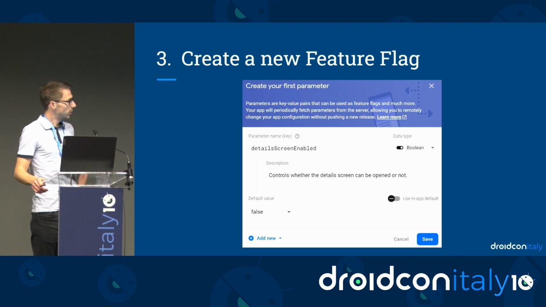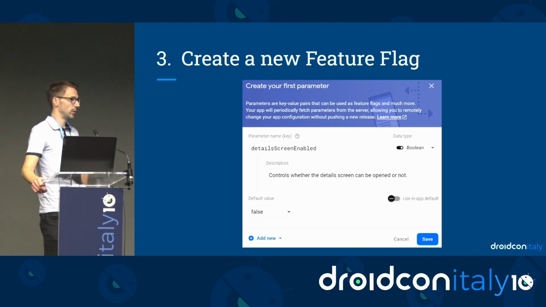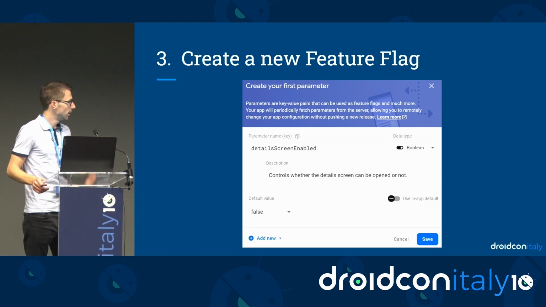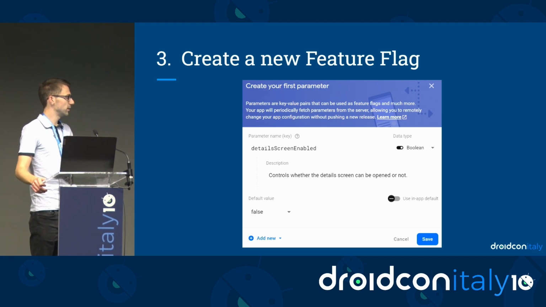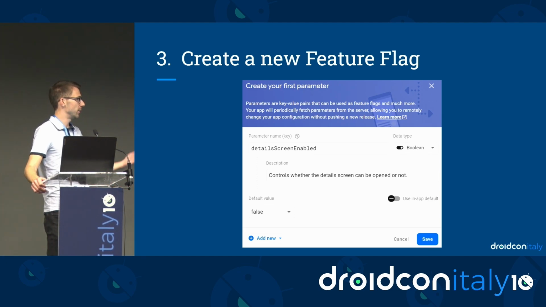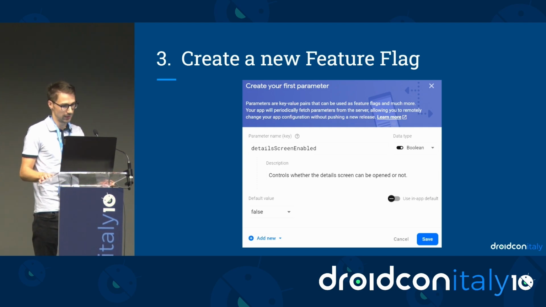There's also a little switch there which says to use the in-app defaults. We're going to take a look later, but in your code you can define default values, and if you enable this switch, Firebase is going to use those values instead.